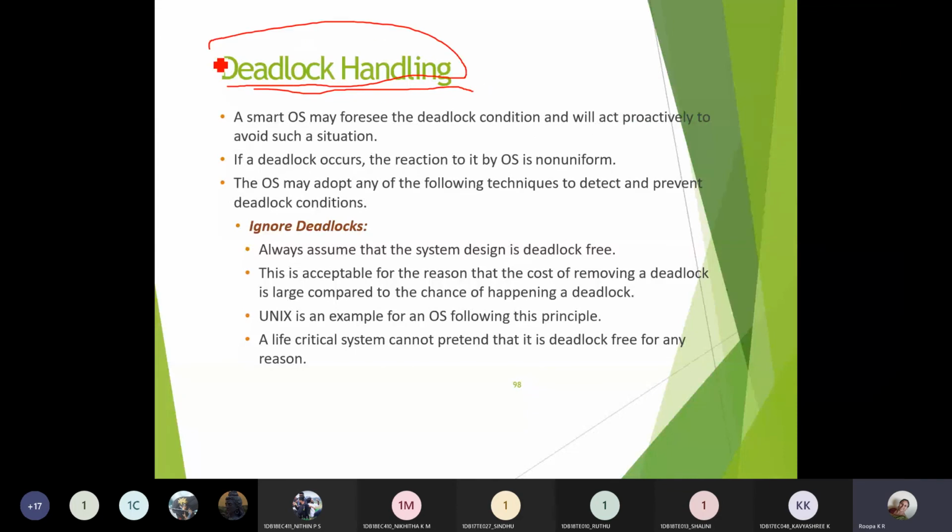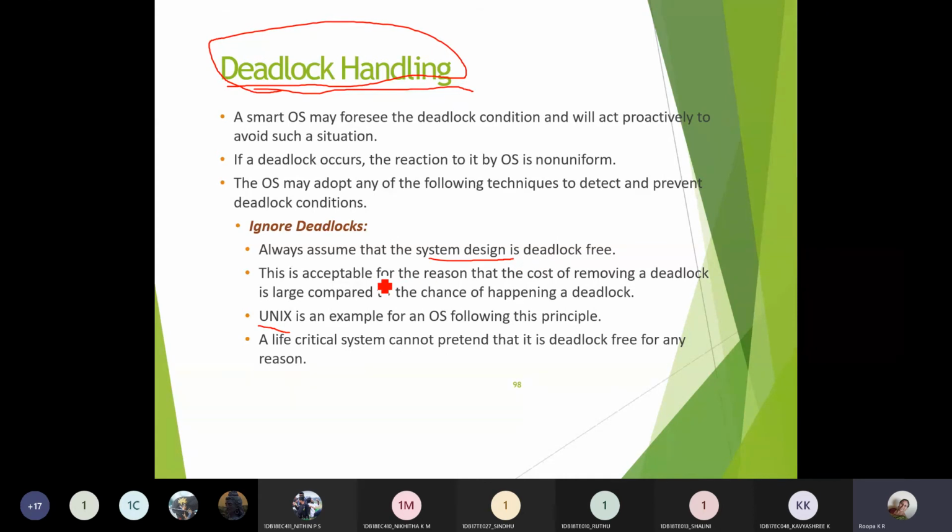Deadlock handling: how to handle a deadlock whenever it has occurred. There are certain cases where operating systems will neglect or ignore deadlocks. One such operating system is Unix, which follows the principle of ignoring deadlock, assuming that whatever resources are assigned to the systems working on the Unix operating system are deadlock free.